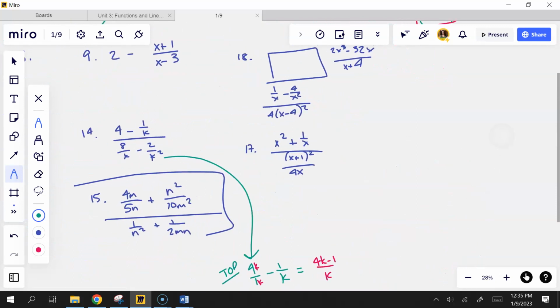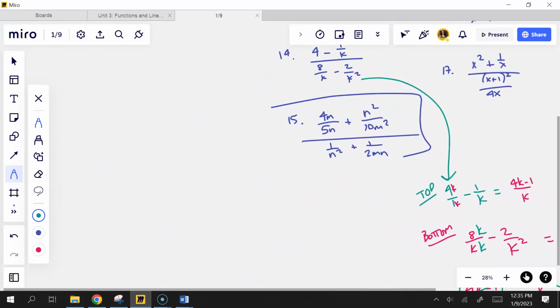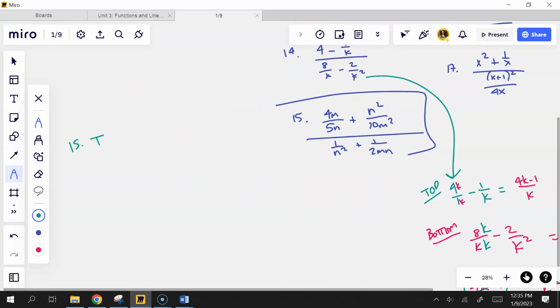17. Nope, 15. 15, let's do top. 4m over 5n plus n squared over 10m squared. What's the LCD? 10. You don't need the other 5.